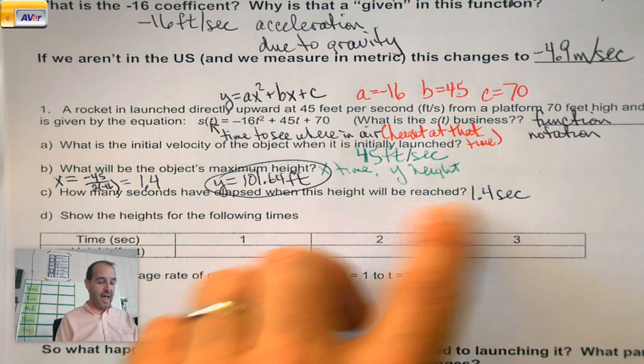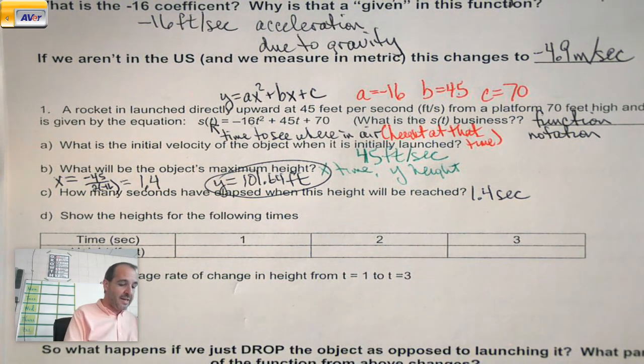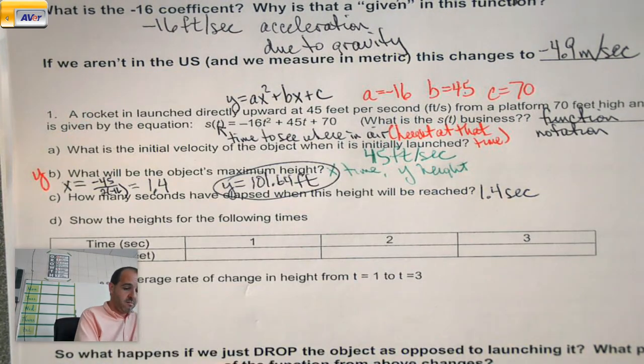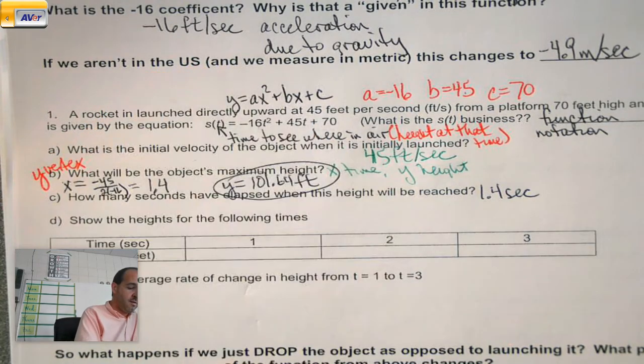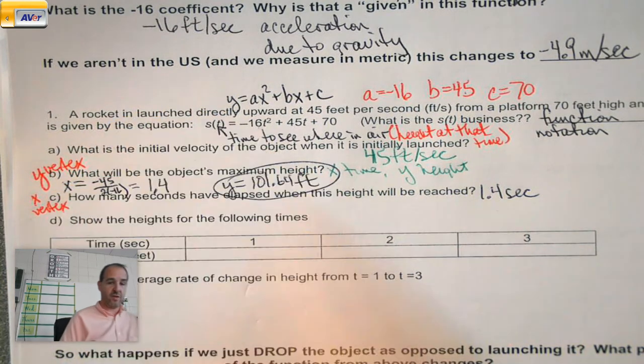And like I said, we already answered the next one. How many seconds have elapsed? It's just my x value. Okay, so maximum height, again, is y. Okay, y value of your vertex. How many seconds? X value of your vertex.